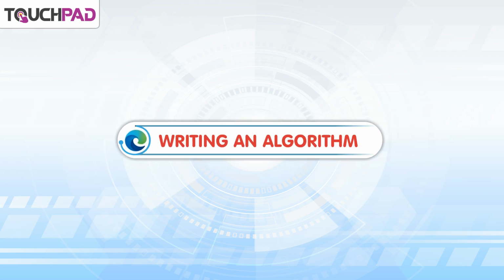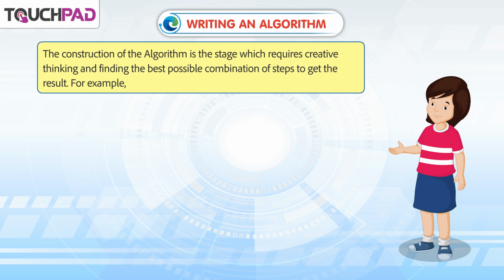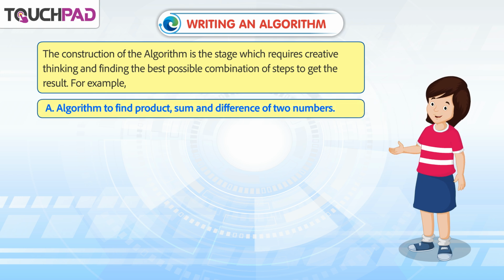Writing an algorithm. The construction of the algorithm is the stage which requires creative thinking and finding the best possible combination of steps to get the result. For example, A. Algorithm to find product, sum and difference of two numbers.